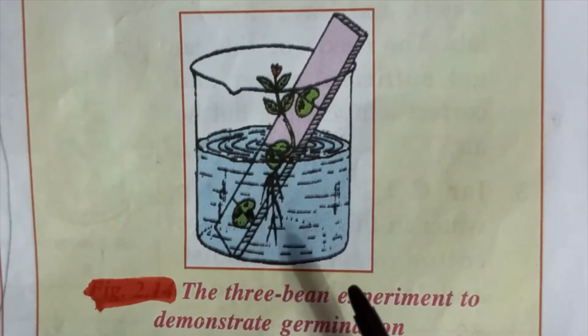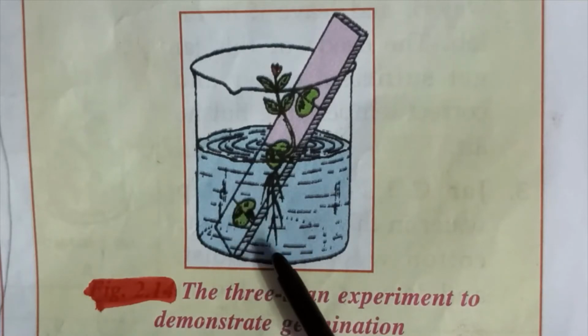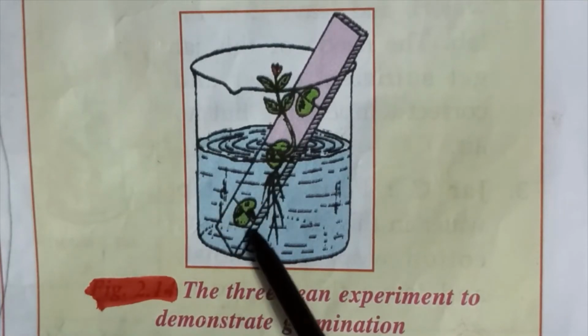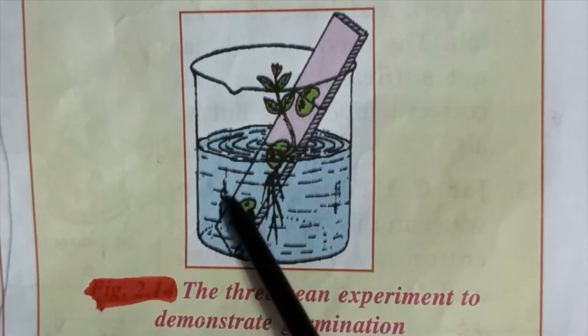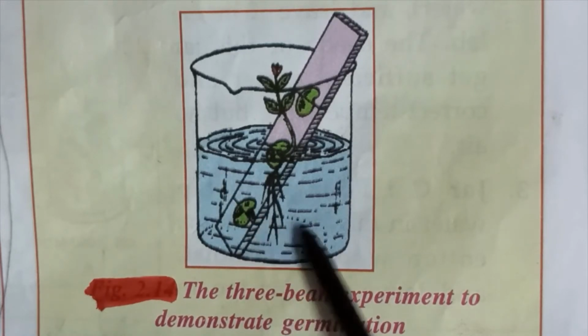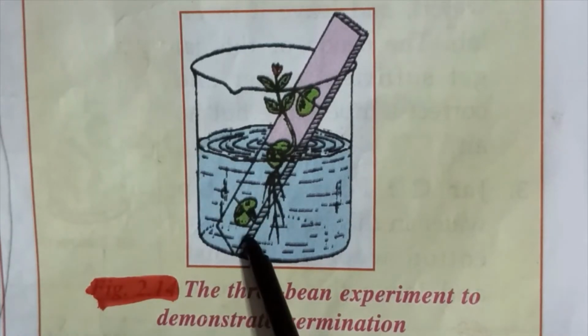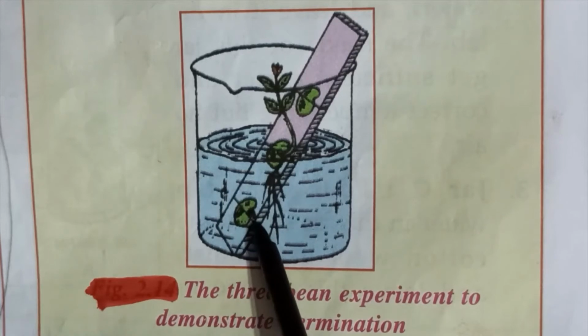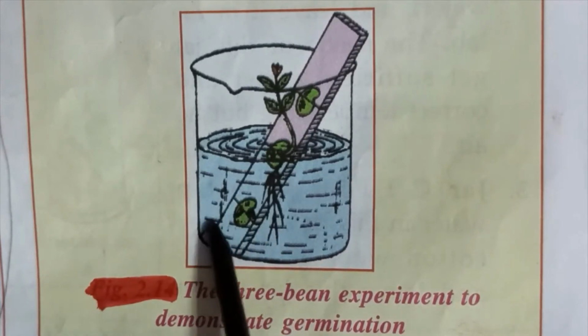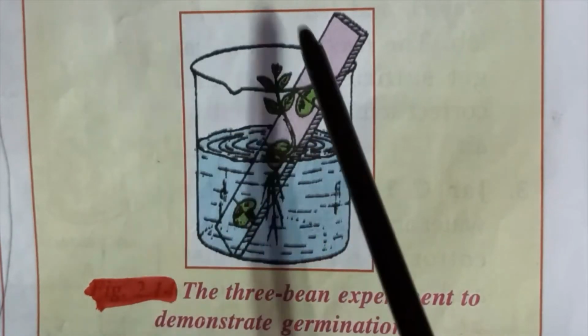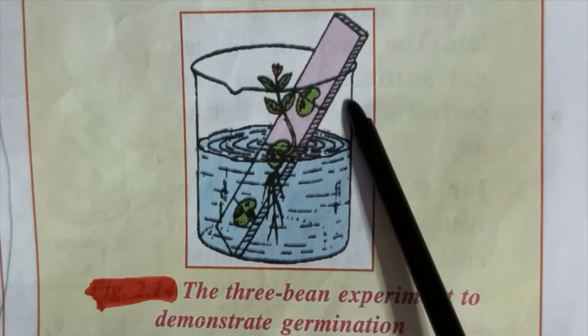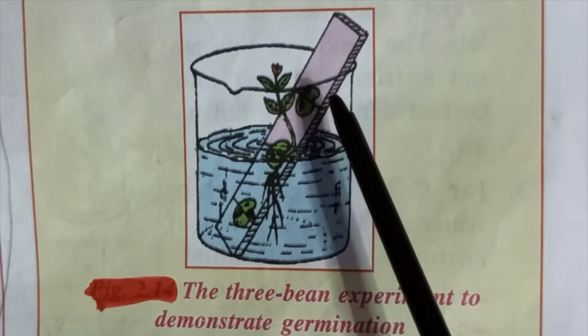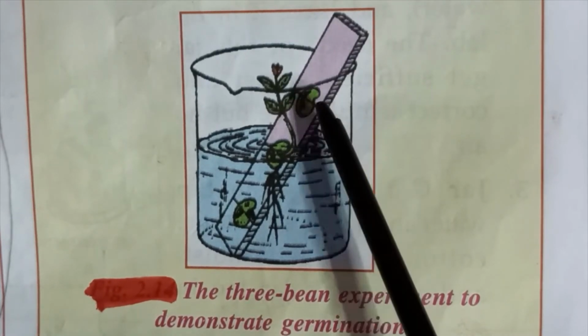After 2-3 days you will find that the first seed, which is inside the water, doesn't show any germination, as it gets too much moisture and very little oxygen. That's why it doesn't germinate. The third one is the same: it doesn't germinate because it doesn't get water or moisture. That's why it doesn't germinate.